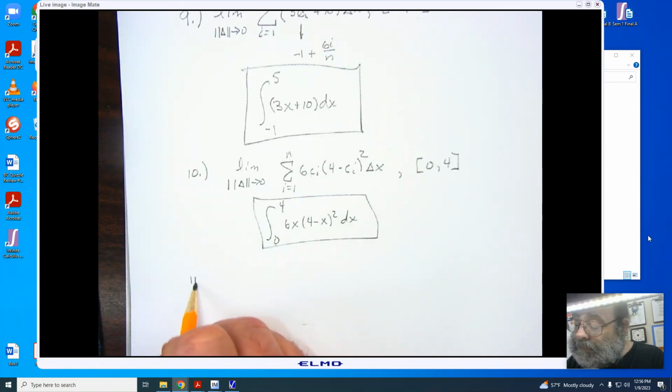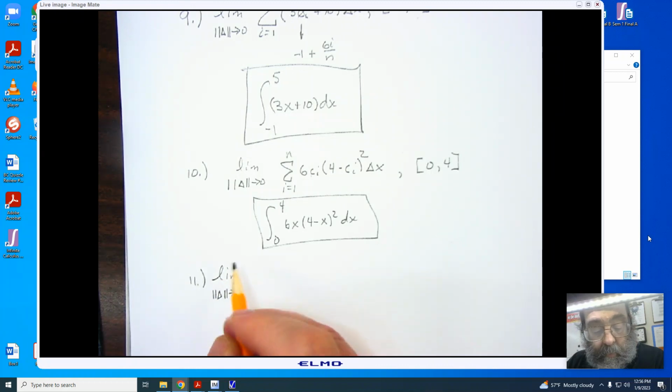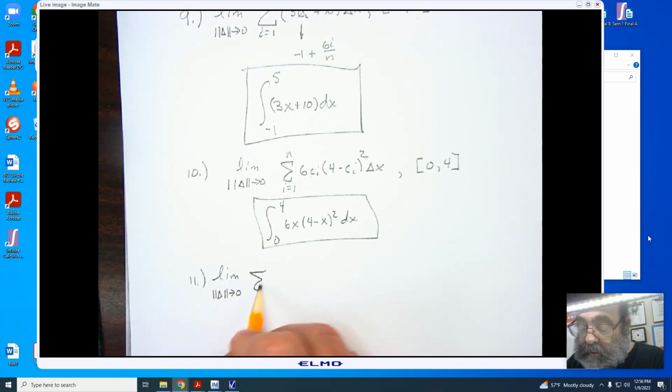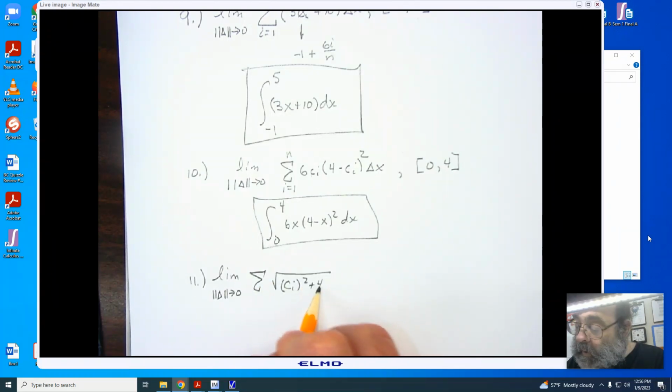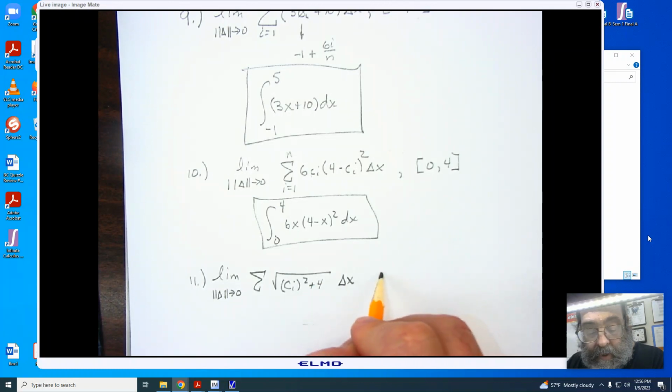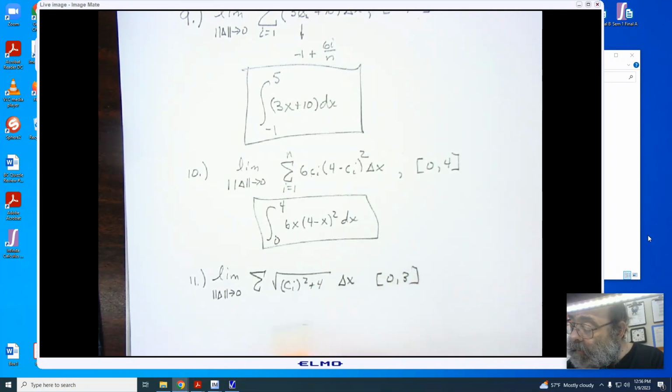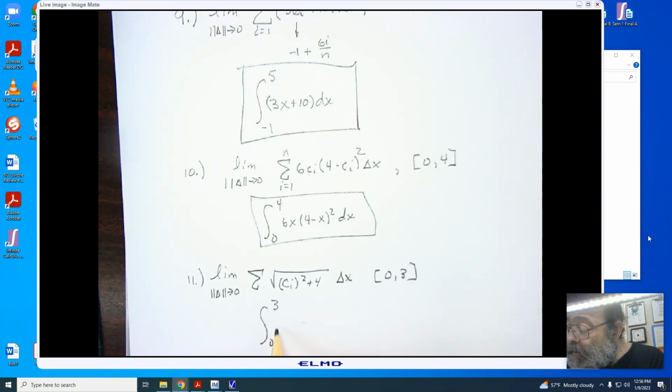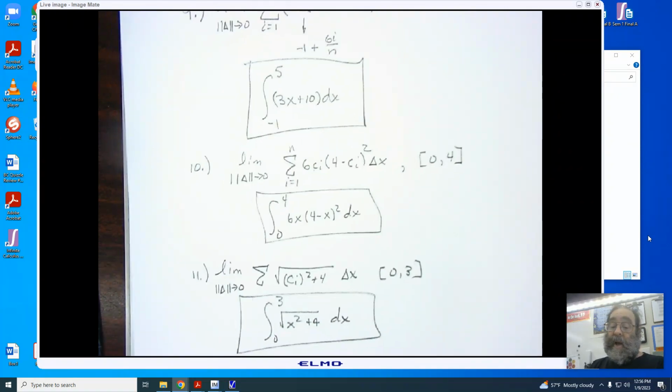Number 11. Number 11 gives you the norm, or the limit as the norm approaches 0. And we have our summation, square root of c sub i squared plus 4 delta x, and the interval is 0 to 3. Integration 0 to 3, square root of x squared plus 4 dx is my answer. And there we have number 11.